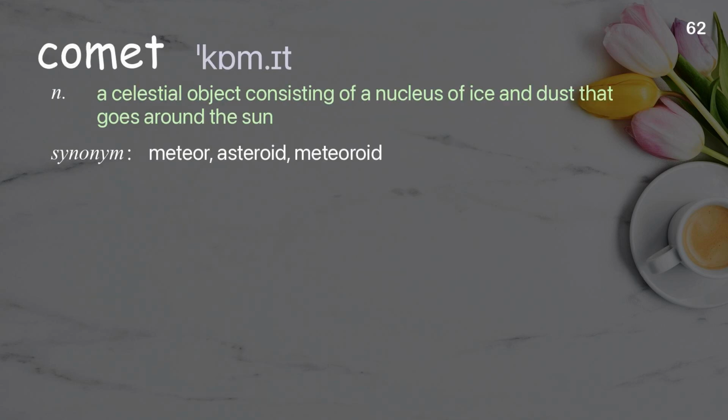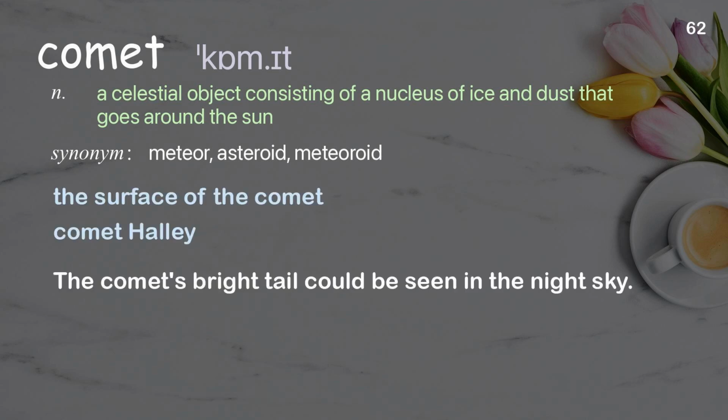Comet: a celestial object consisting of a nucleus of ice and dust that goes around the sun. Examples: the surface of the comet, Comet Halley. The comet's bright tail could be seen in the night sky.